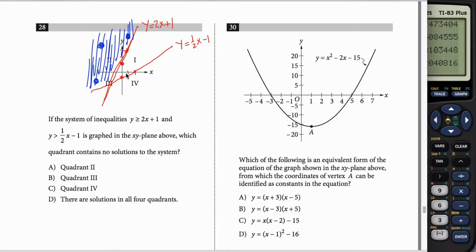And you're like, what about right here? That's above this line. Right, but it's not above this line here. So there are no solutions in quadrant 4. So when it asks me which quadrant contains no solutions, I would say C, quadrant 4.